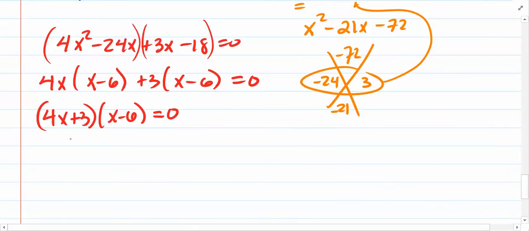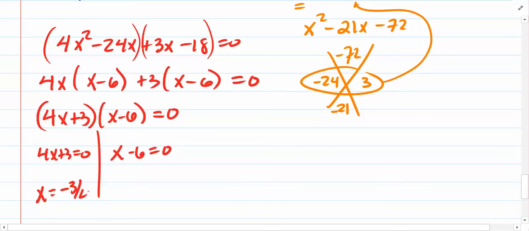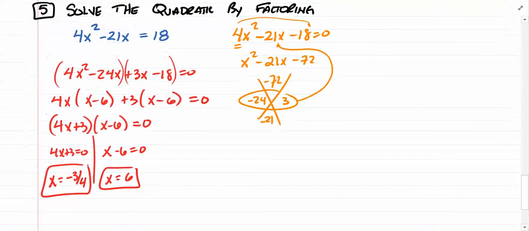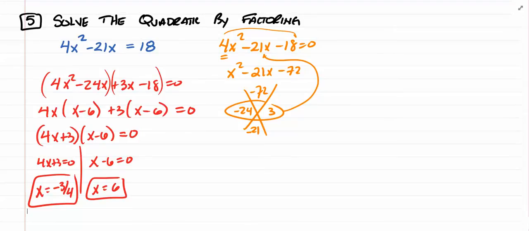So therefore, the zero product property says that either 4x plus 3 is equal to 0 or x minus 6 is equal to 0. This tells me that x could be negative 3/4 or x could be positive 6. So that was a pretty long problem about how to put all these things together, solving a quadratic by factoring. So make sure you copy that part down.